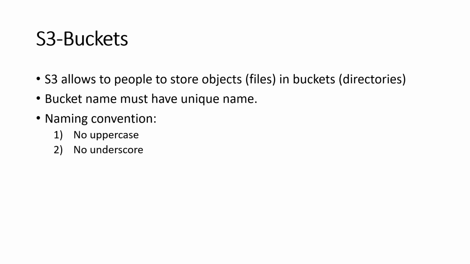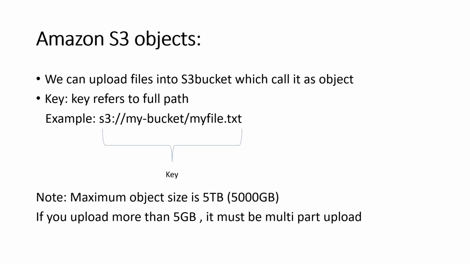So what is a bucket? We have seen about S3. This bucket allows people to store objects. Object means files in the bucket. To create a bucket, the name must be unique. We have some restrictions on the bucket name, like it should be in lowercase, no underscore, and it should be a unique name. So this is about the creation of S3 buckets.